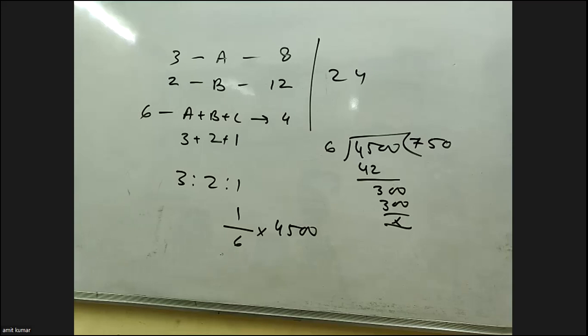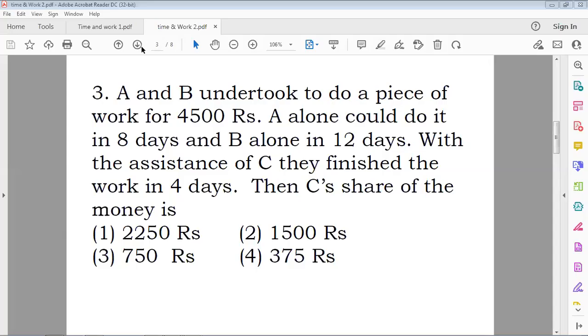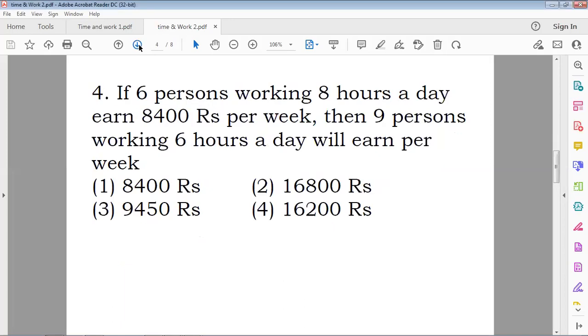Yes, sir. Very good. So meanwhile, let us try to solve the next one. Now try to solve this one also. 6 persons working 8 hours a day earn 8400. The 9 people working 6 hours a day will earn how much per week?